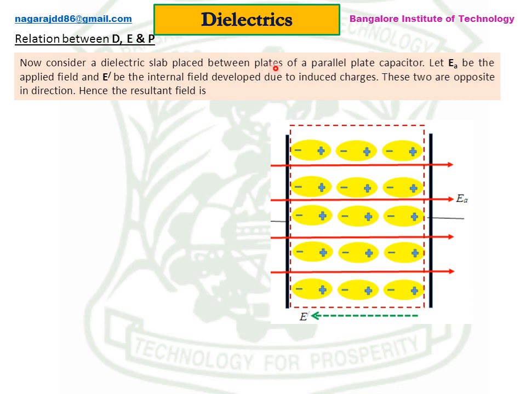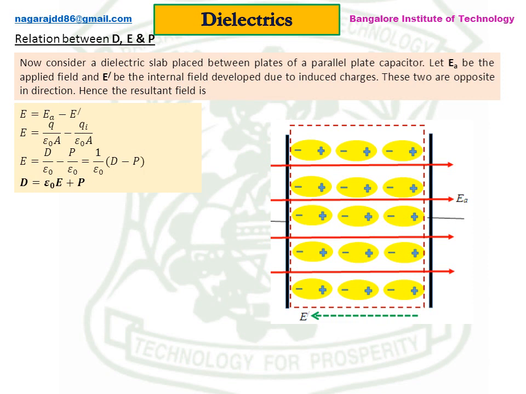Consider a dielectric slab placed between the plates of a parallel plate capacitor like this. Let EA be the applied electric field, and E dash be the internal field developed due to induced charges. See what happens here. When you apply electric field, as I told in the previous slide, charges are induced within the slab. As a result, a new field is induced, that is called induced field, also sometimes called as internal field. And look at the direction of these two fields, they are quite opposite. These two are opposite in direction, hence the resultant field is E equals EA minus E dash.